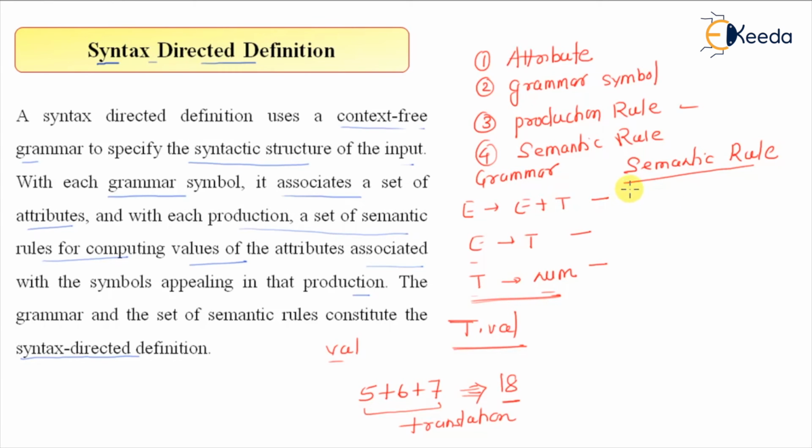After that we'll see a simple example, but the idea is that suppose the rule is E dot val is equal to E dot val plus T dot val. This can be a simple rule. Sometimes this E is called E1, just to differentiate between the two Es: E1 dot val plus T dot val. This is how semantic rules look.